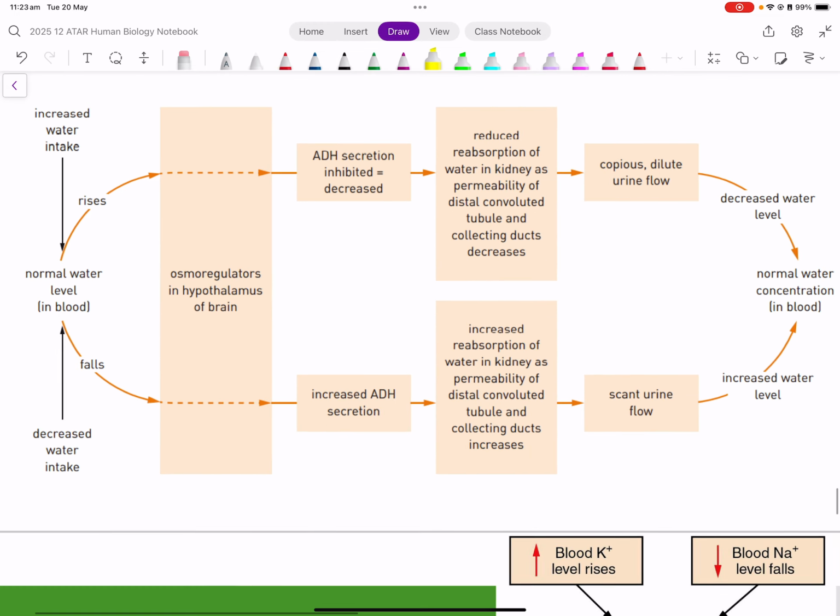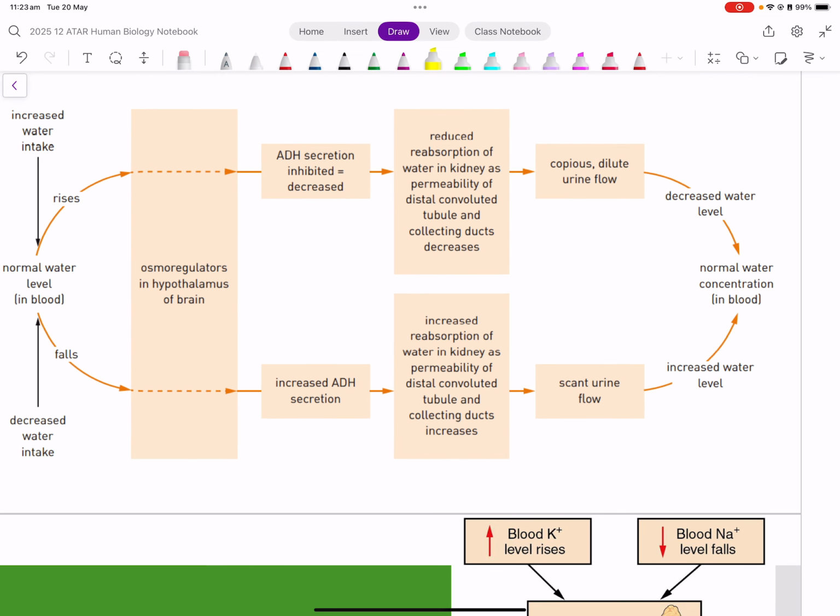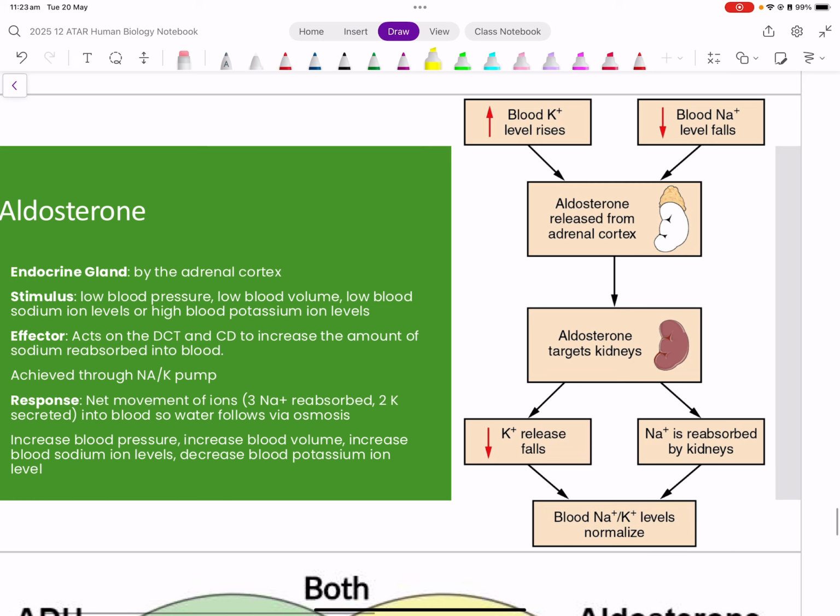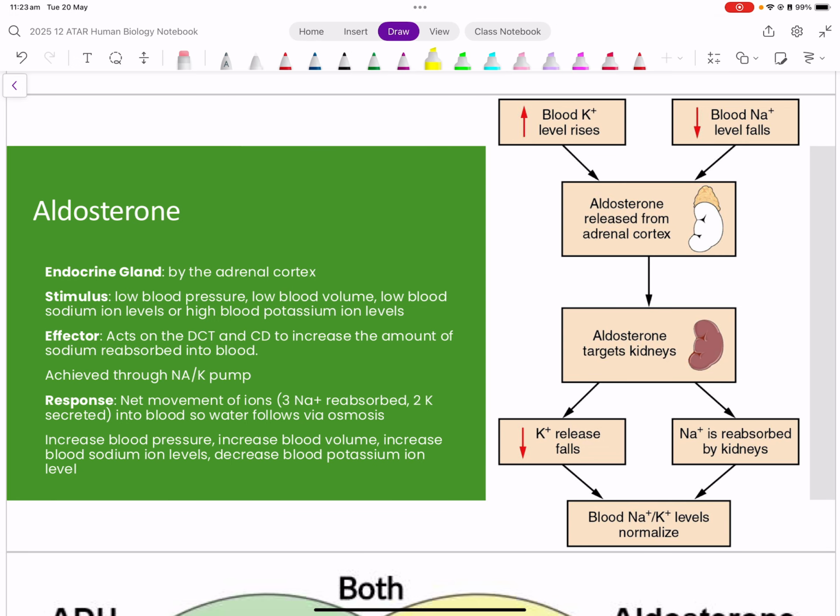Moving on down, here's another representation of this system. I just want to touch on aldosterone. Now, aldosterone isn't a true feedback loop as far as we're concerned, but what we are going to look at is some of the key structures which resemble that of a feedback loop. So, number one, aldosterone is released in response to a low blood pressure, low blood volume, low blood sodium ion levels, okay? Or, finally, high blood potassium ion levels.